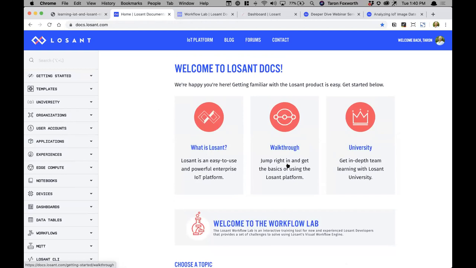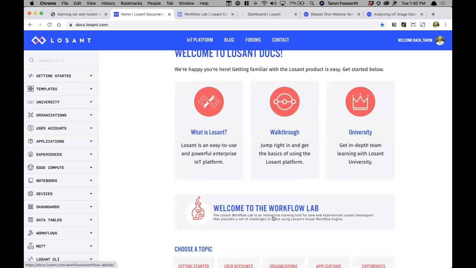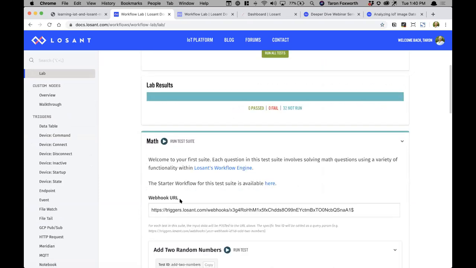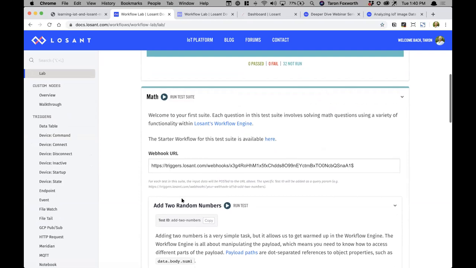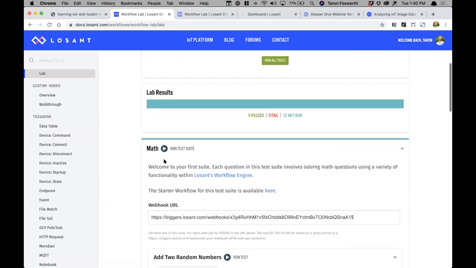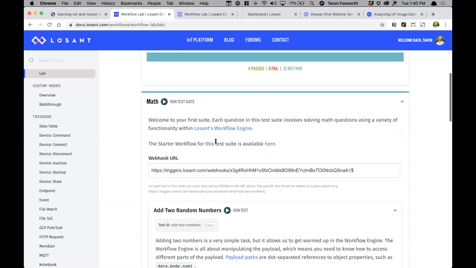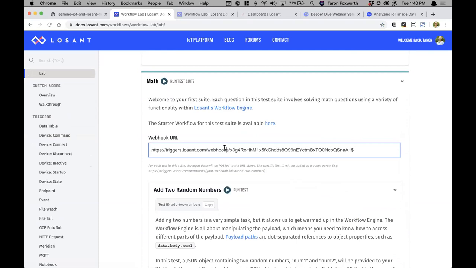The Losant walkthrough. If you need a quick way to jump into the platform just to understand, or something to send your team to get their mind around it, the walkthrough is perfect there. The workflow lab. The workflow lab is an awesome tool to start to learn and build within the workflow engine. The lab is separated into suites. Each suite covers a different topic and it allows you to practice using the workflow engine. It's all based on webhooks and triggering workflows. So by learning how to use the workflow lab, you learn a little bit more about workflows too.